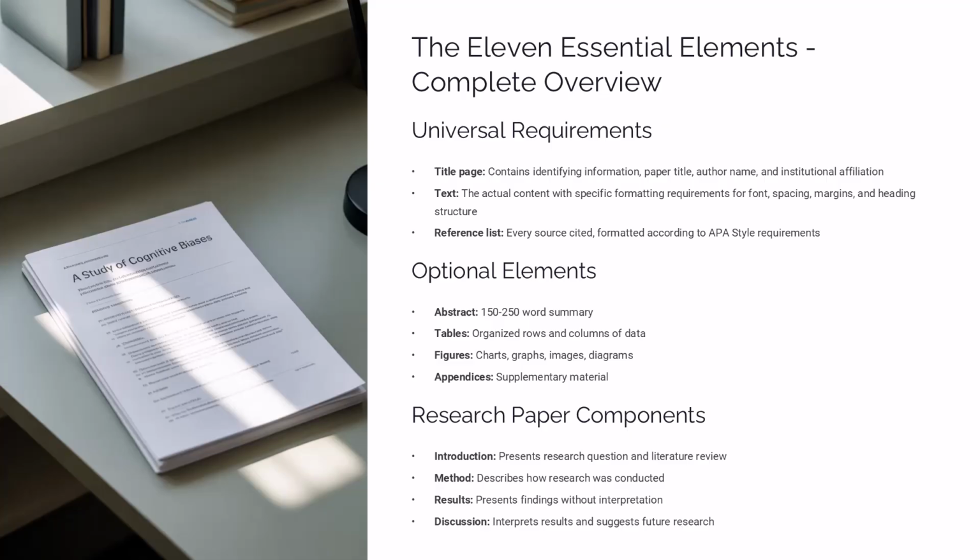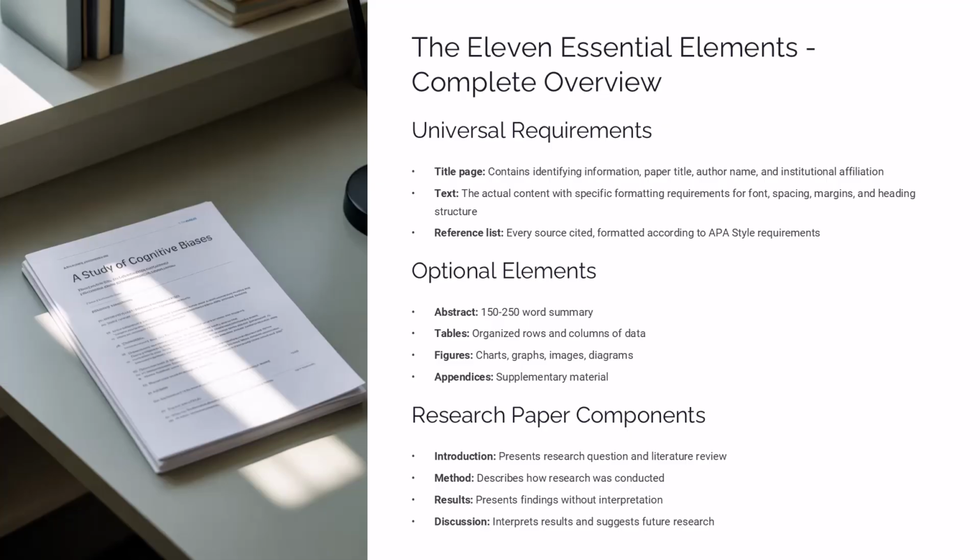The method section describes exactly how you conducted your research, providing sufficient detail for other researchers to replicate your study. This section typically includes subsections for participants, materials or instruments, and procedure. The method section uses past tense because you're describing completed actions.